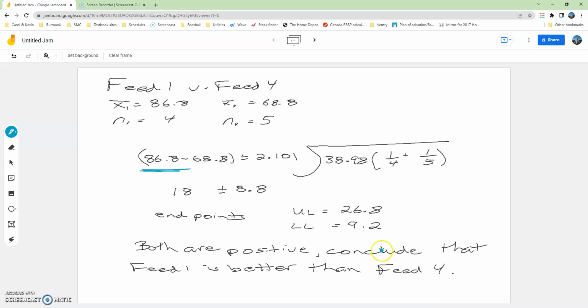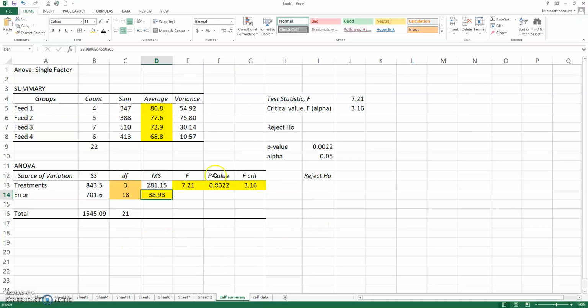But now let's take a look at perhaps a different pairing. So we have made a conclusion that feed 1 is better than feed 4. Feed 1 outperforms feed 4. Let's take a look at this difference here. This is probably the smallest difference, feed 3 and feed 4. So is there any significant evidence to indicate that feed 3 is better than feed 4? So let's carry out this process using these numbers, 72.9, 68.8, a sample size of 7 for feed 3, and a sample size of 6 for feed 4.